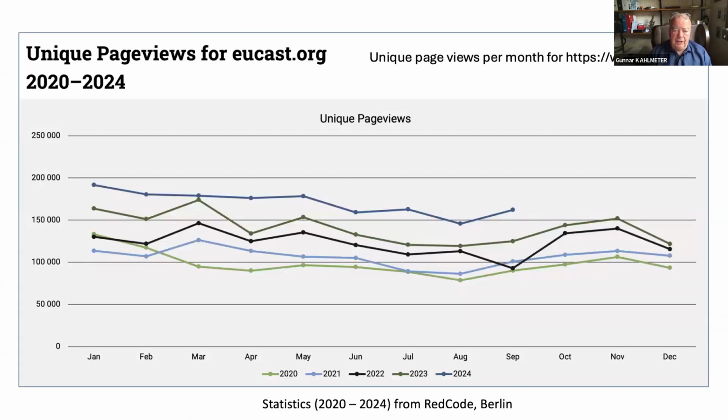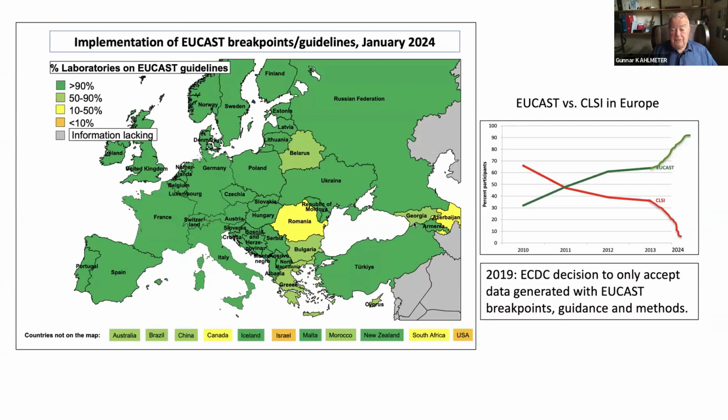This is just to show you what happens with the unique page views over time. You can see that the green curve is from 2020, and we then have some 100,000 page views per month. And the dark blue is from this year, and you can see we're now dealing with 150 to 200,000 page views per month. We realized that that gives us a lot of responsibility to keep everything moving, to be up to date, to make sure that we review and revise when relevant and necessary.